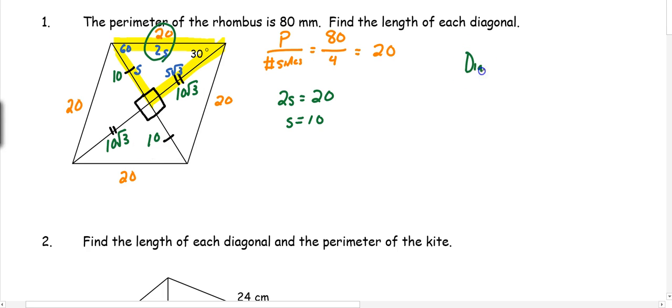So my diagonals then, when I add them together, have a length of 20, because 10 plus 10 is 20 millimeters. And then 10 root 3 plus 10 root 3, so my other diagonal is 20 root 3 millimeters.